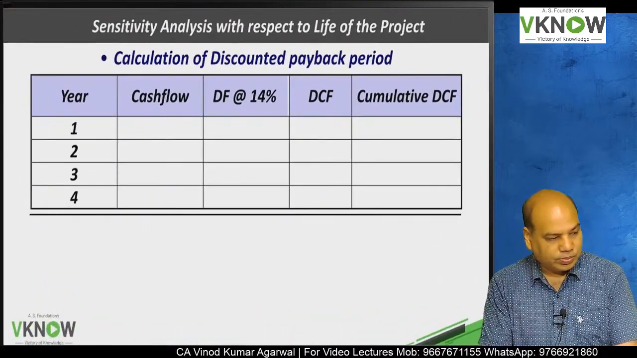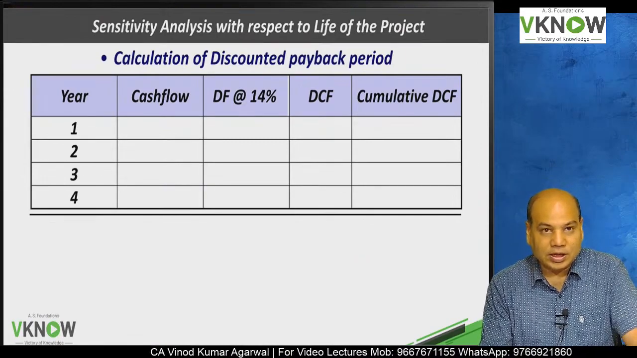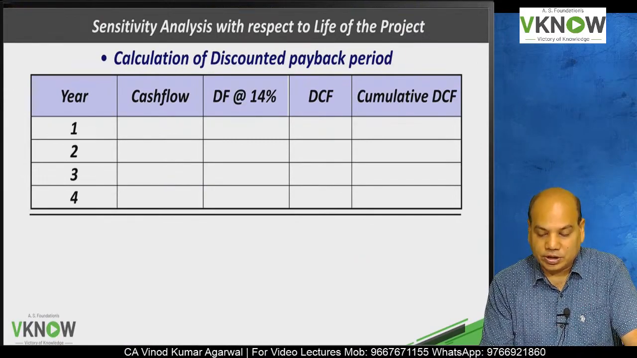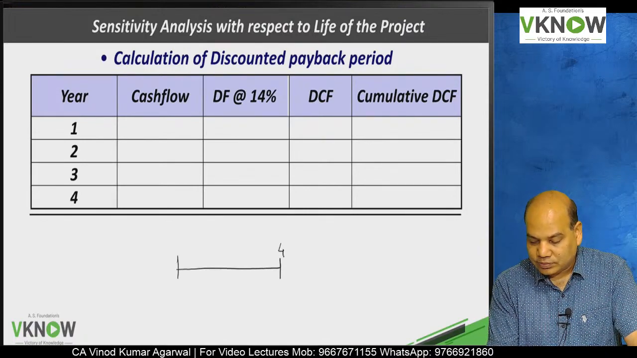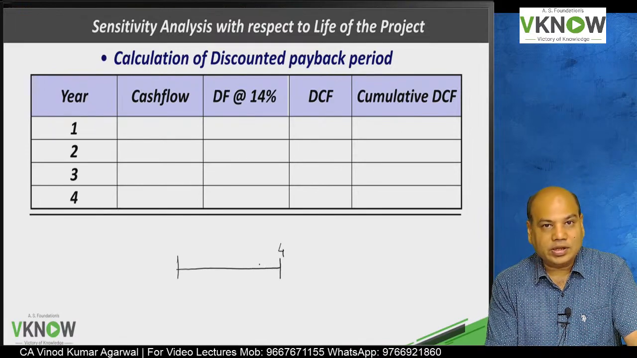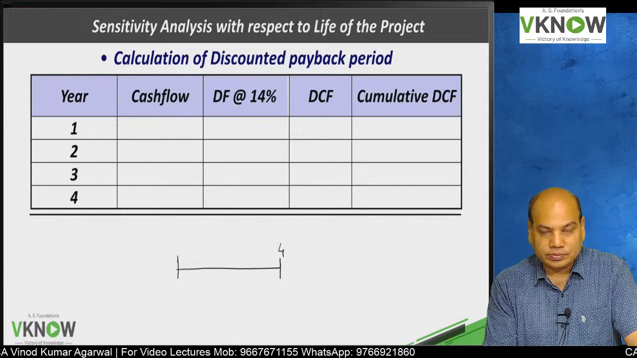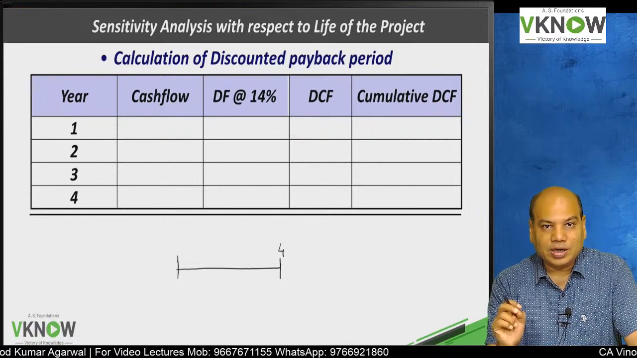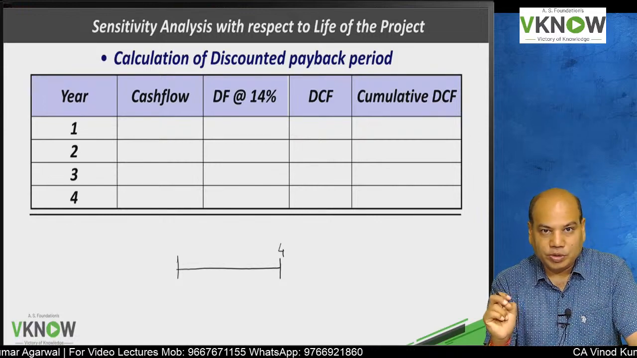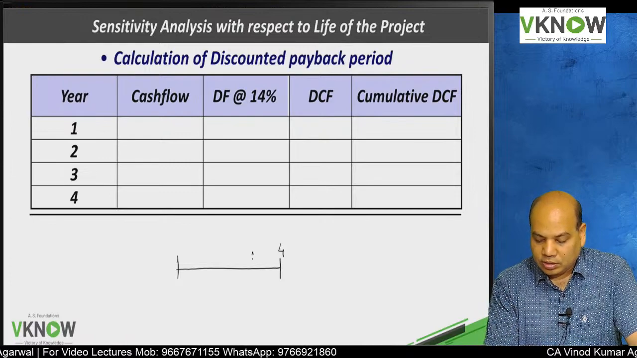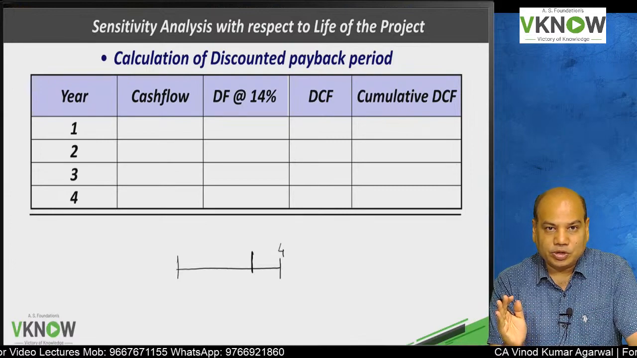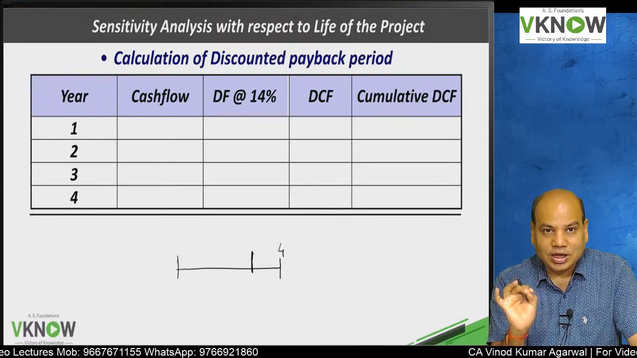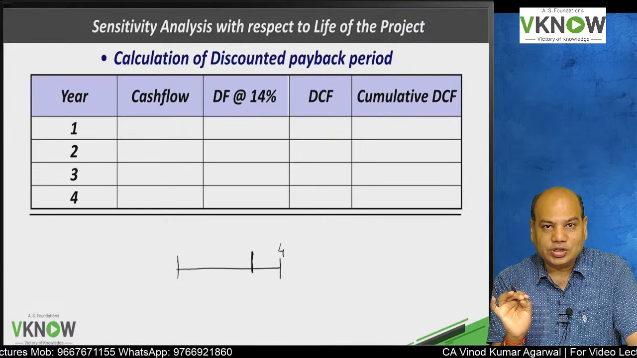Now I'll go to third point, sensitivity analysis with respect to life of the project. Life of the project means we have estimated 4 years, but suppose the project life is actually lower than this, your NPV will reduce. If project actually runs for less than 4 years, NPV would be lower. So to what extent we can allow the life of the project to get reduced and still I'll be able to recover my initial investment.